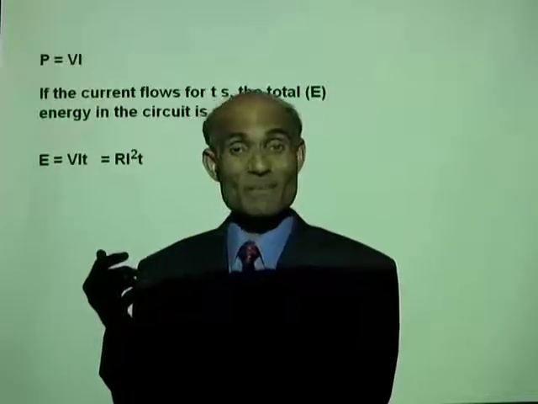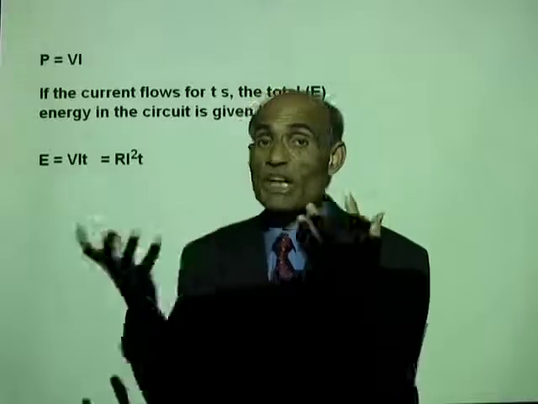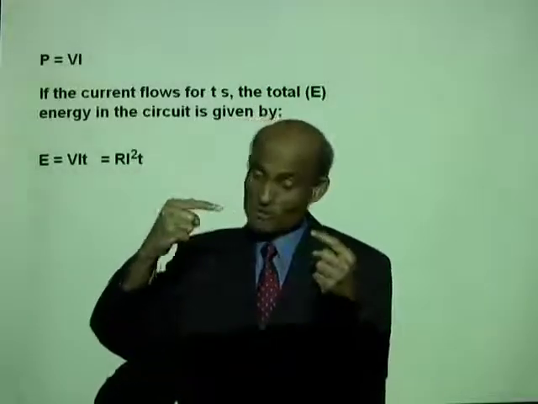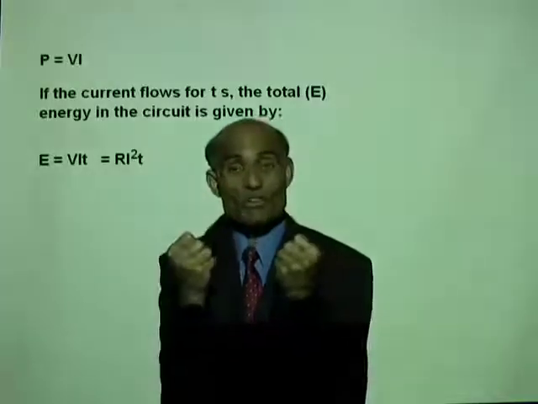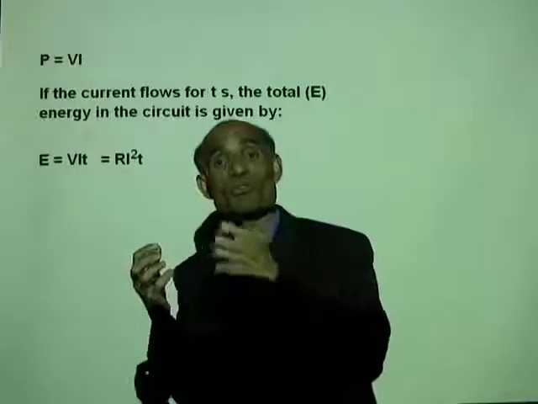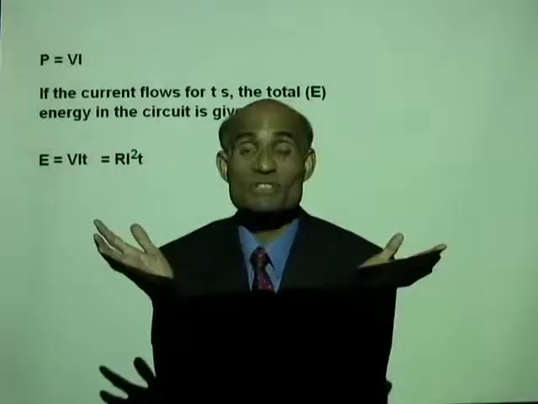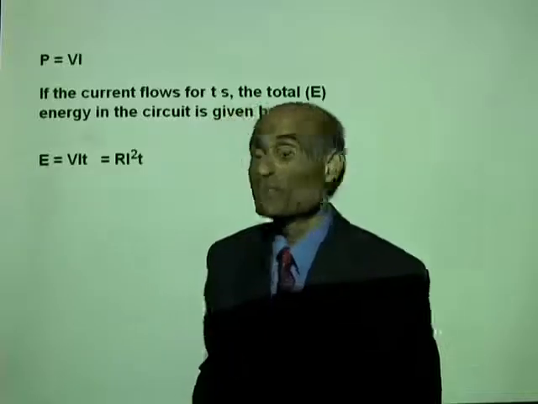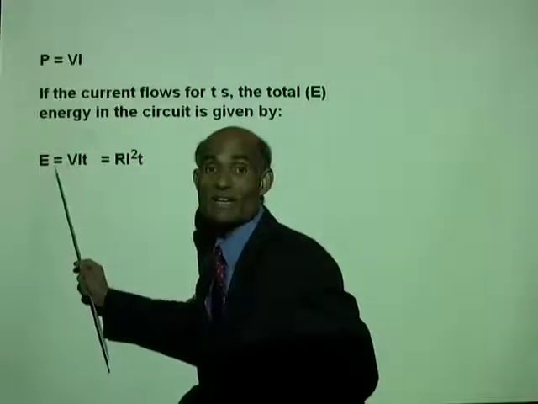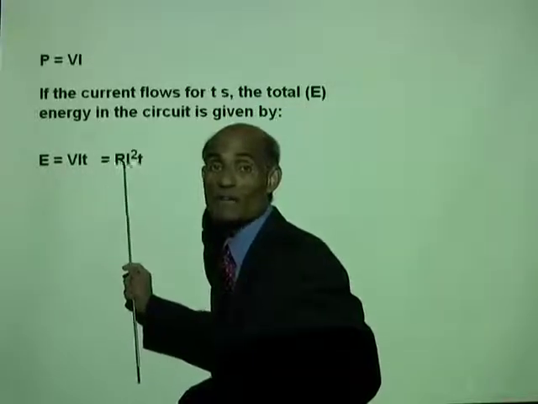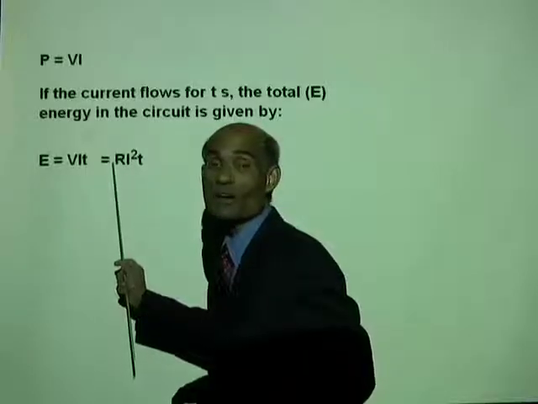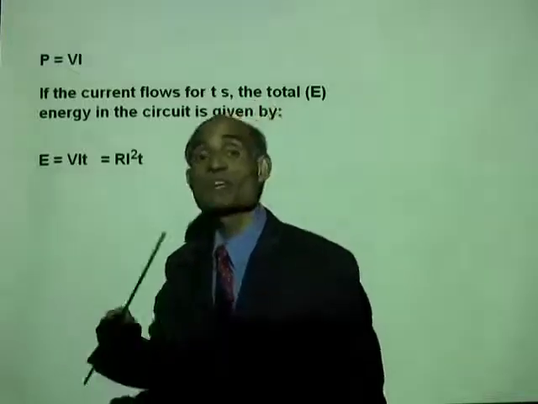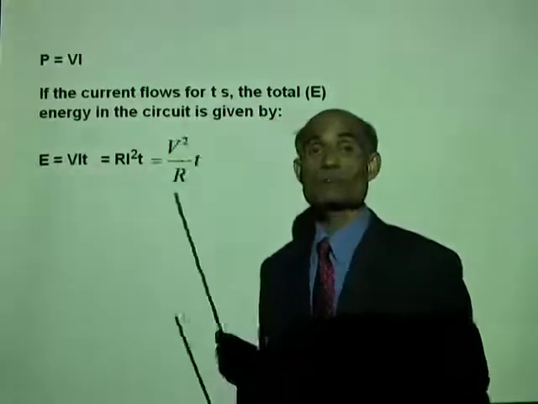Is that right? Yes? You see, energy is needed to drive current through a resistor because there is resistance for the flow of current. If there is no resistance, then there is no need for any energy spent. So energy spent in driving a current I through a resistor R is RI squared t, where t is the time during which the current flows.